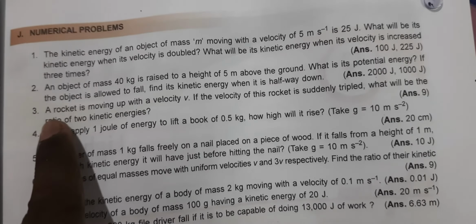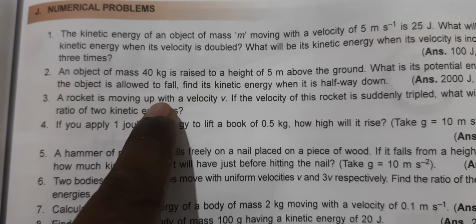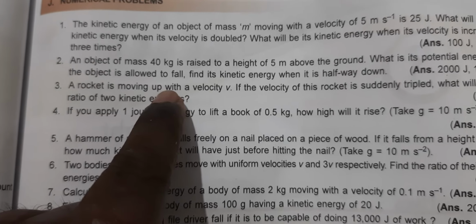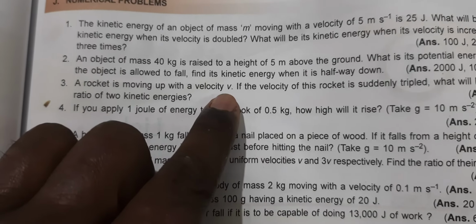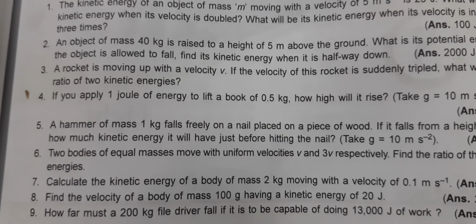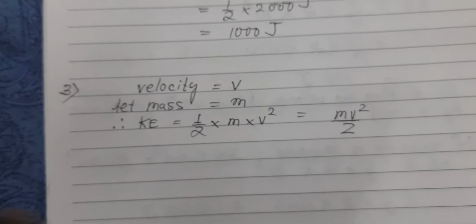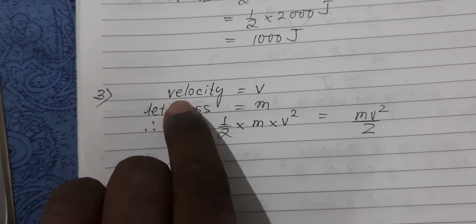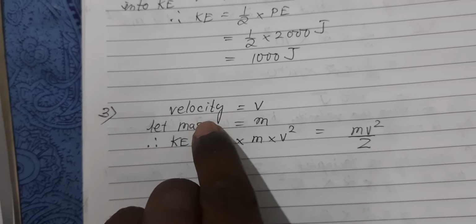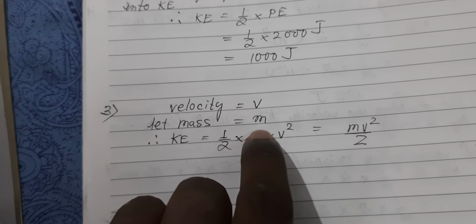Okay, now going to the third question. A rocket is moving up. So when a rocket moves, it has kinetic energy. The rocket is moving up with a velocity of v. They haven't said anything about the mass. So let the velocity be v and let the mass be m. Velocity is v, it is mentioned in the question only. Now we have assumed that the mass of that rocket is m.